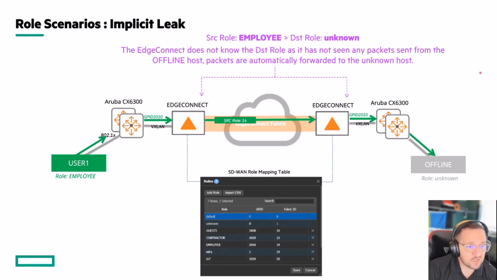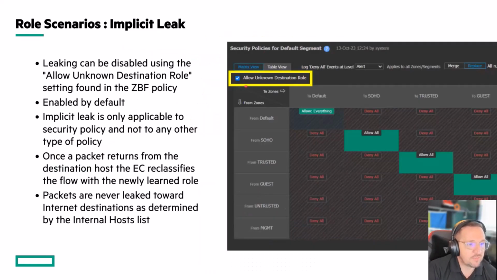Now you can turn off this implicit leak. There's a button that we've added to the zone-based firewall policy, allow unknown destination role. It is checked by default. In most situations you're going to leave this checked. If for some reason you want a really tight config, you can uncheck this and it will disable that leaking mechanism.